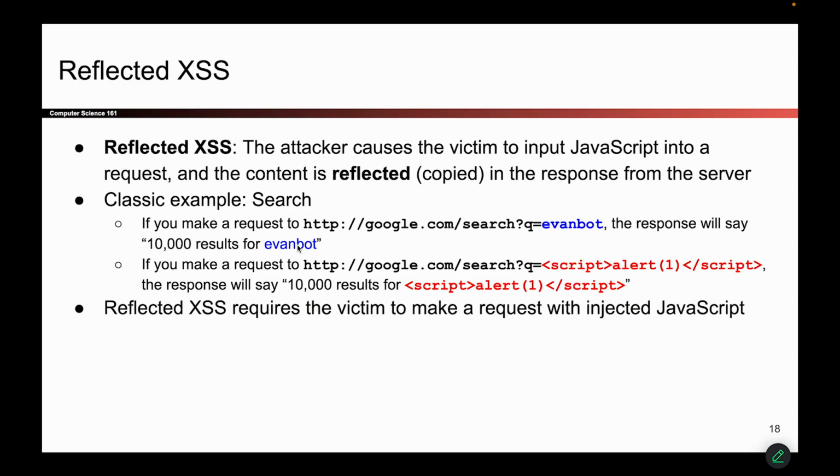So as a result, we can play the trick we did before. Instead of passing in a string that's not malicious, like EvanBot, we can pass in a script. And the response will still say, I found this many results for your request, which happens to be the script. And now the person who loads this website will cause this script to execute in their browser. So one difference between reflected XSS and stored XSS is how the attack actually happens.